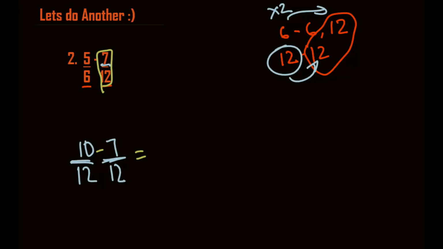10 minus 7 equals 3. And then 12, remainder stays the same. We can reduce this. We can divide both of them by 2. So, 3. Divide both of them by 3. So, 3 divided by 3 is 1. 12 divided by 3 is 4. So our answer here is 1/4.